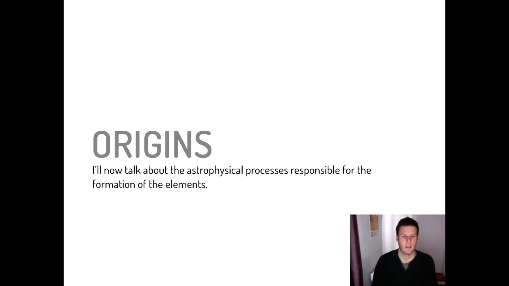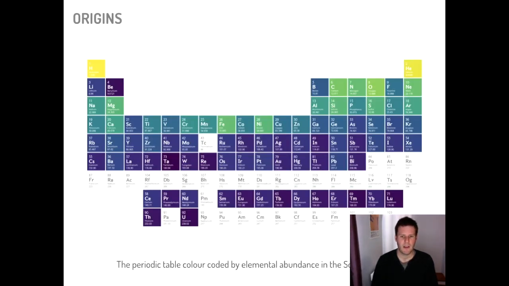So what I'm going to do now is talk about the origin. This is the main part of the talk. I'll talk about the astrophysical processes responsible for the formation of all of the elements. What I'm going to try and do is explain this periodic table. This was the periodic table for the entire solar system.